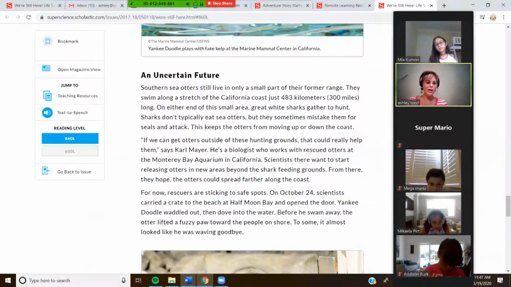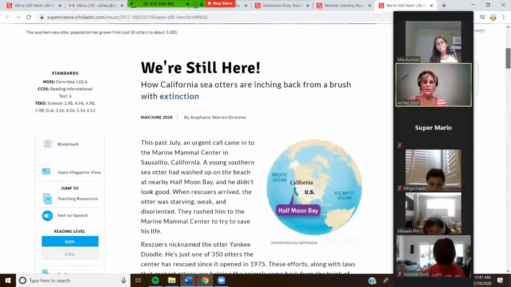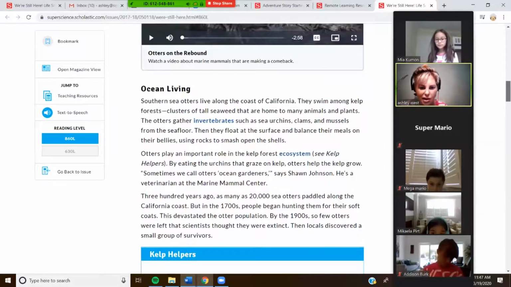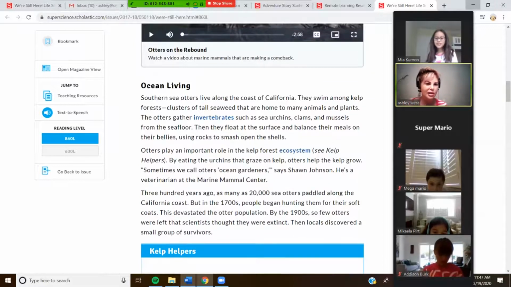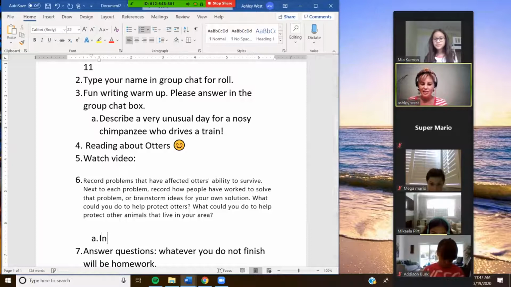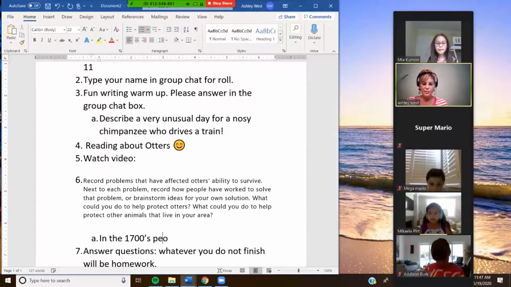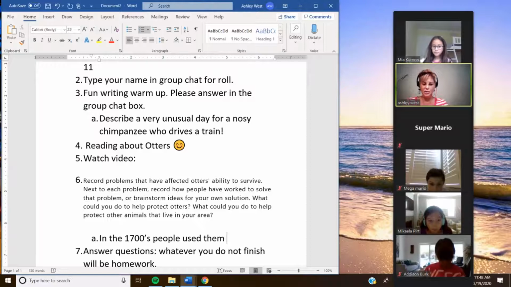I'm going to pull up our article and scroll up, and it says that I believe it's in the 1700s. Can you guys see my Google Doc? Mia, can you see it? Yes. Okay, good. How sad. A whole group of adorable, smart, amazing animals that help other animals were almost wiped out because people used them as fur for coats.